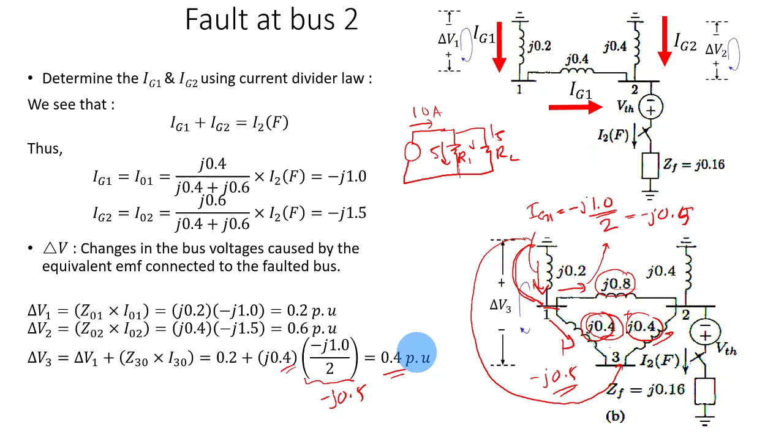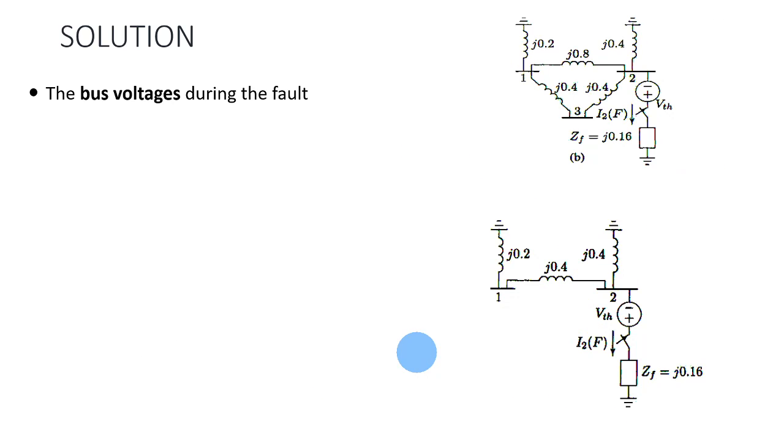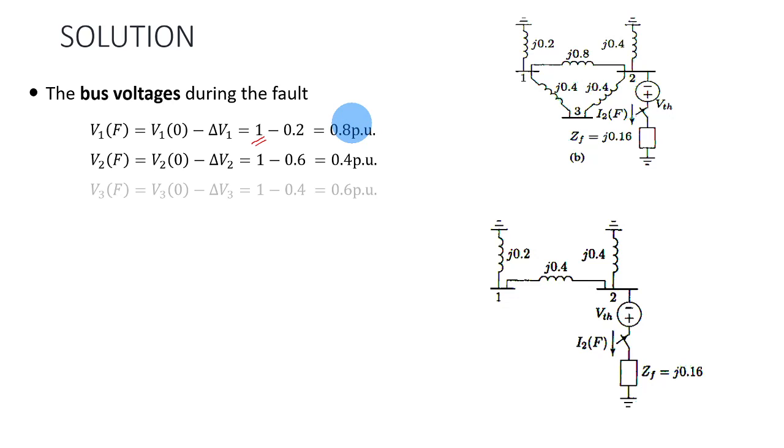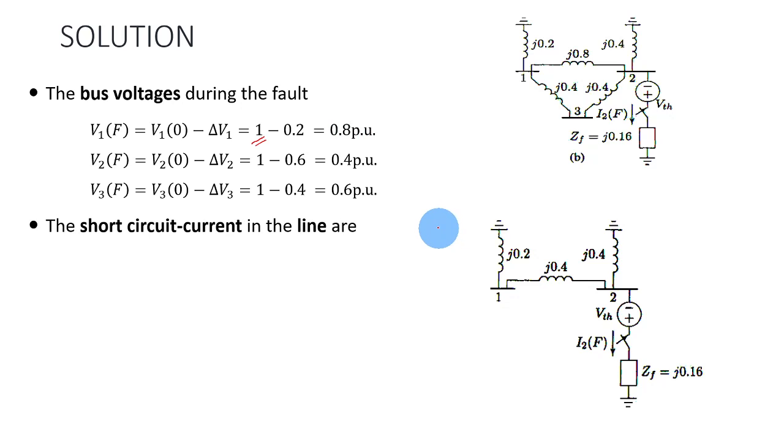After calculating the change of bus voltage, the work now becomes much easier. The voltage during the fault is basically the bus voltage before the fault minus the change of voltage during the fault. Since we assume that the pre-fault voltages are all 1 per unit and then go to 0, and the change of voltage at bus 1 is 0.2, you subtract them and it becomes 0.8. Similarly for bus number 2 and bus number 3.